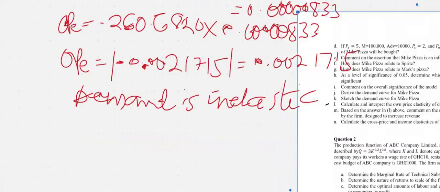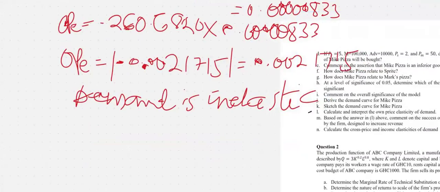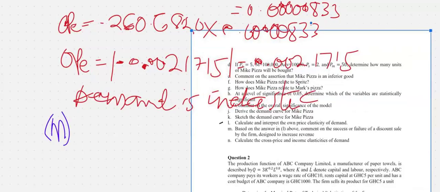M. We're almost done. Based on the answer, so question M, let me write it here. I'm using this color. So question M. Based on the answer in L above, comment on the success or failure of a discount sale by the firm designed to increase revenue.